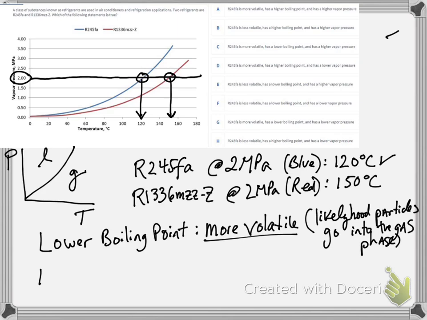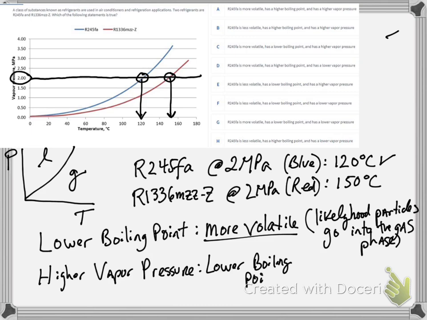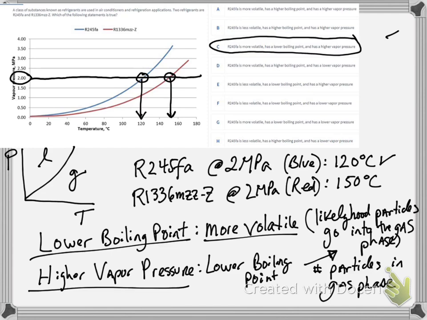Okay, but what about vapor pressure? Vapor pressure is just a quantity that counts the number of particles in the gas phase. You have lots of particles in the gas phase, you have high vapor pressure. You have few particles in the gas phase, you have low vapor pressure. So a low boiling point is more volatile, it puts more particles in the gas phase, and has a high vapor pressure. So using this analysis, we see that the answer is C. High vapor pressure, lower boiling point, more volatile.